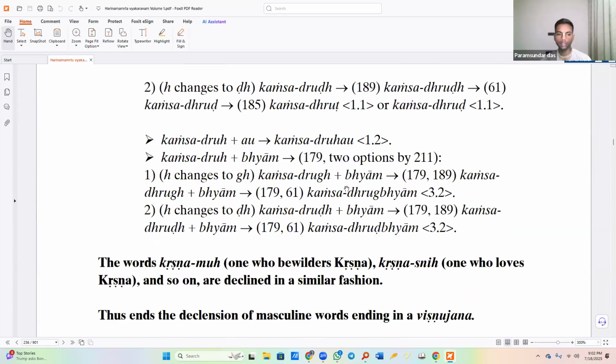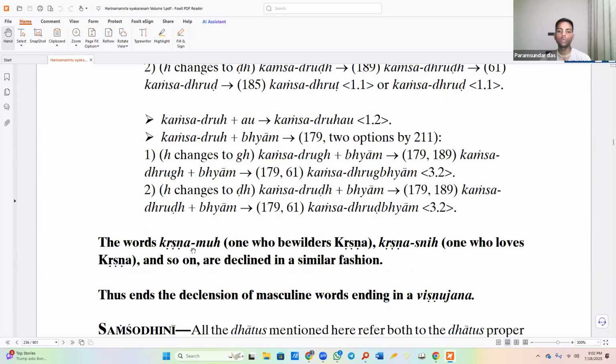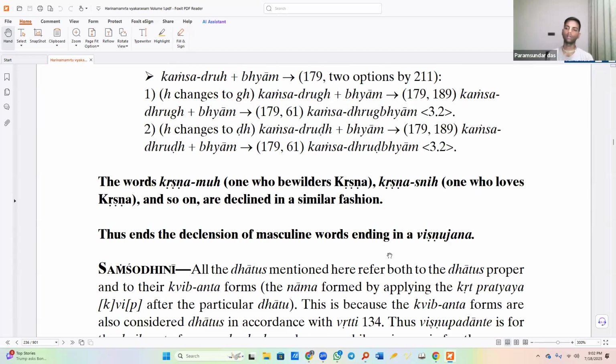You can do that easily. Then Krishna Muhu, Krishna Sni, they are declined in a similar manner. So thus we complete the Vishnu Janata Purushottam Linga section today. Hari Bol.